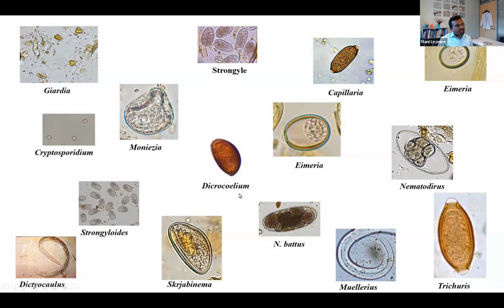And Dicrocoelium is a fluke that lives in the liver, and the eggs are again seen in the feces. Skrjabinema is a pinworm, Muellerius is a lungworm, Dictyocaulus is a lungworm, and Trichuris is a whipworm. So on this slide, I'm just exposing you to different parasite stages that we observe under the microscope after processing fecal samples. And that's how we detect different parasites.